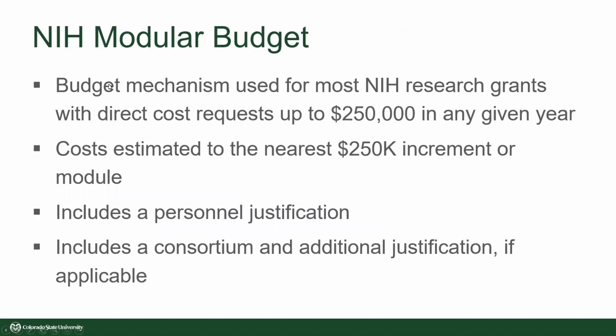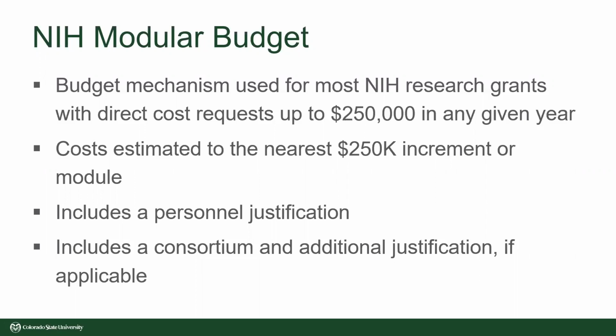Okay, I alluded to modular budget, that when you are proposing a modular budget and you're trying to get to your closest $25,000 module, you should actually be using the salary cap. So the modular budget is a mechanism used for NIH research grants. That's key to know. It's for research grants with direct costs up to $250,000 in any given year. So if you go over 250 in any given year, then you should use a detailed budget unless your solicitation says otherwise. With a modular budget, you're estimating costs to the closest $25,000 increment or module. That's why it's called a modular budget. And these came about, so these were coming in vogue about the time I got into research administration.